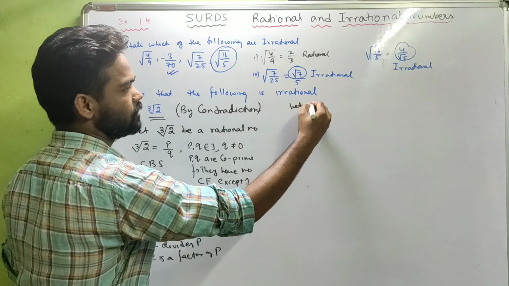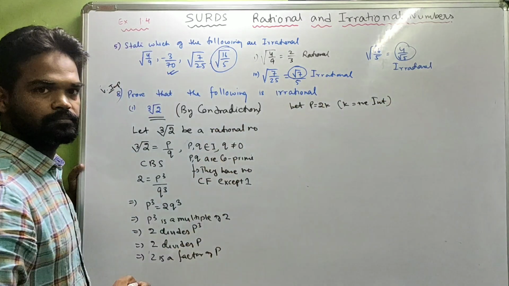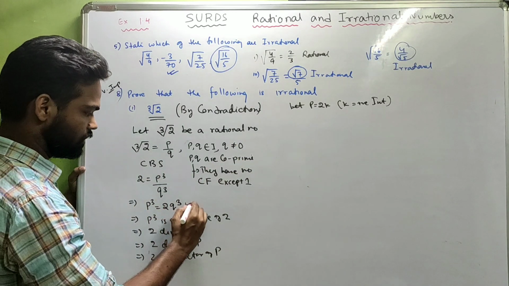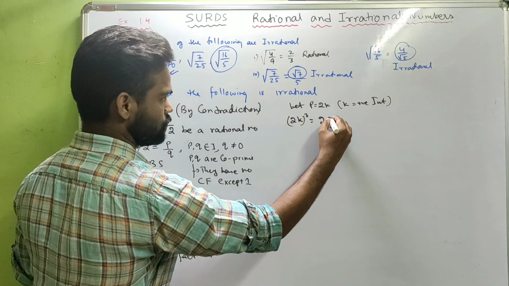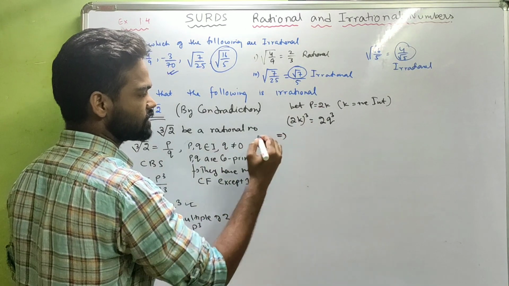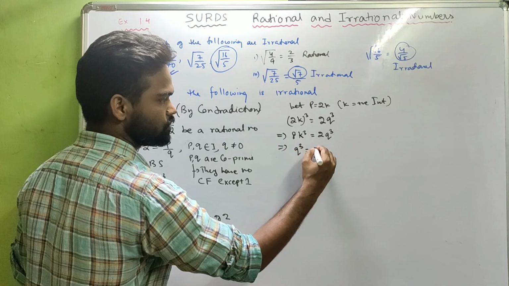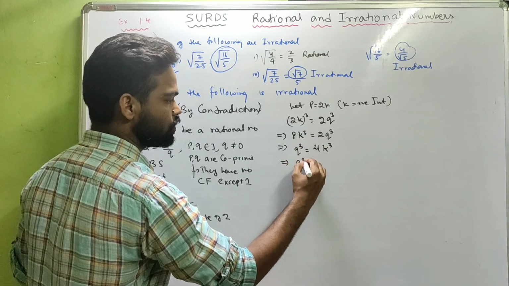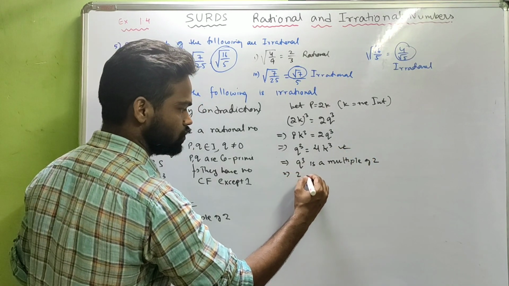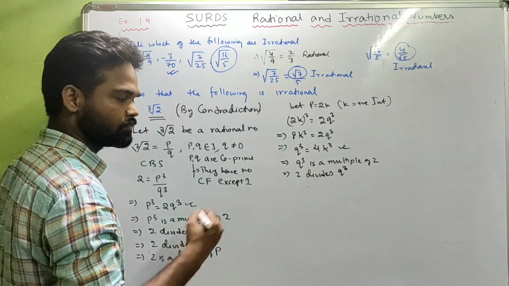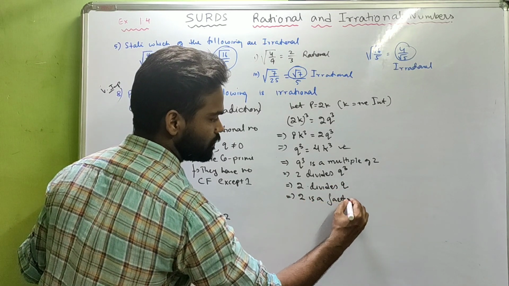So now let us assume p equals 2k, where k is a positive integer. Okay, and put the value over here. So instead of p, I'll write (2k) cube equals 2q cube, which means can I write 8k cube equals 2q cube, which means can I write q cube equals 4k cube, which means q cube is a multiple of 2, no doubt in that, which means 2 divides q cube, which means 2 divides q, which means 2 is a factor of q.